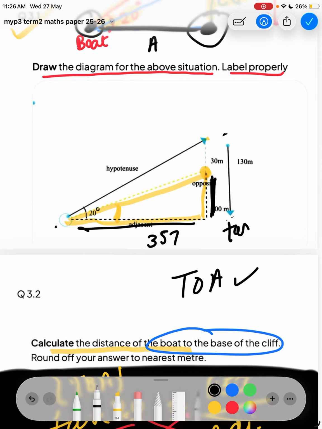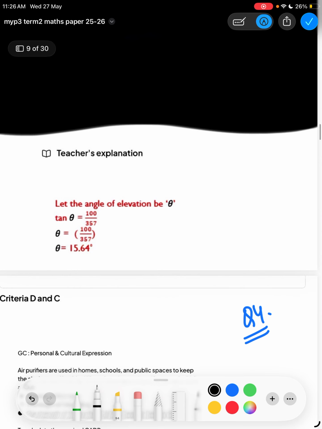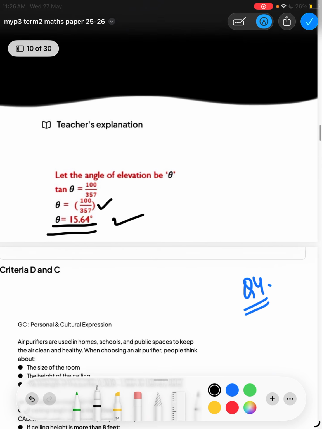So tan theta we don't know. Opposite is 100 upon adjacent 357. So theta is equal to tan inverse 100 upon 357. We'll put it in the calculator, right? We'll do 100 upon 357 and theta we will have, 15.64 we are getting.